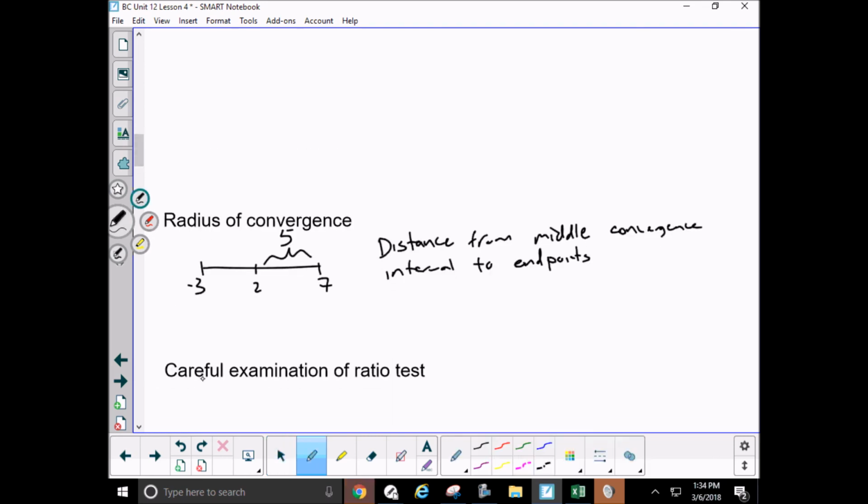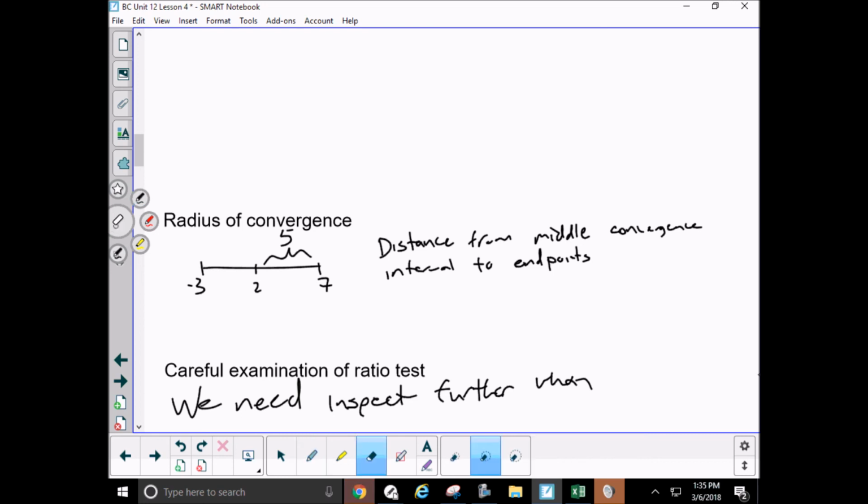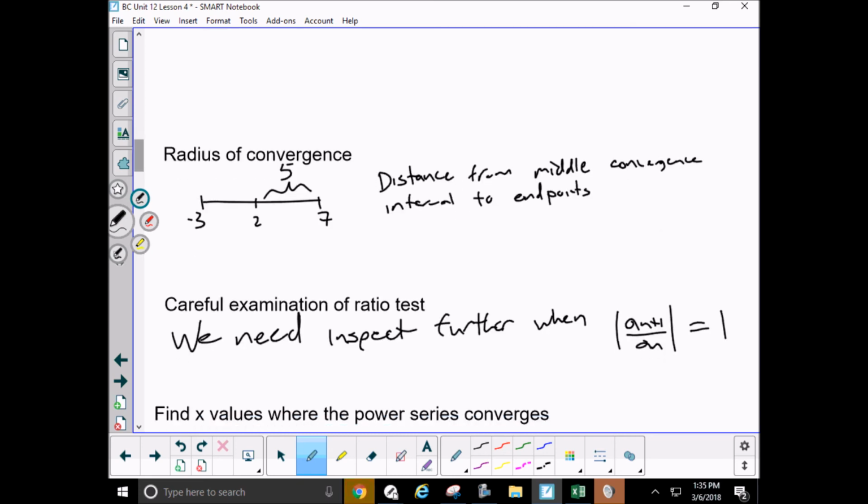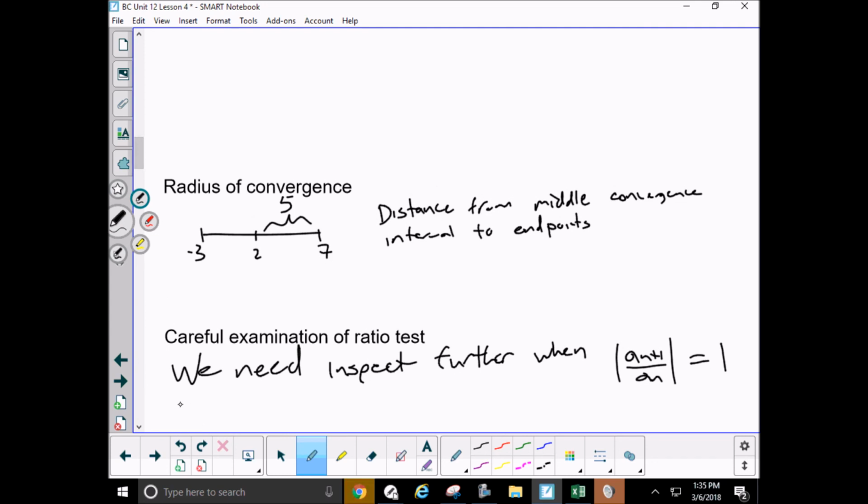So, after careful examination of the ratio test, we see that we need to inspect further when a to the n plus 1 over a to the n equals 1, which occurs at the endpoints of our interval.